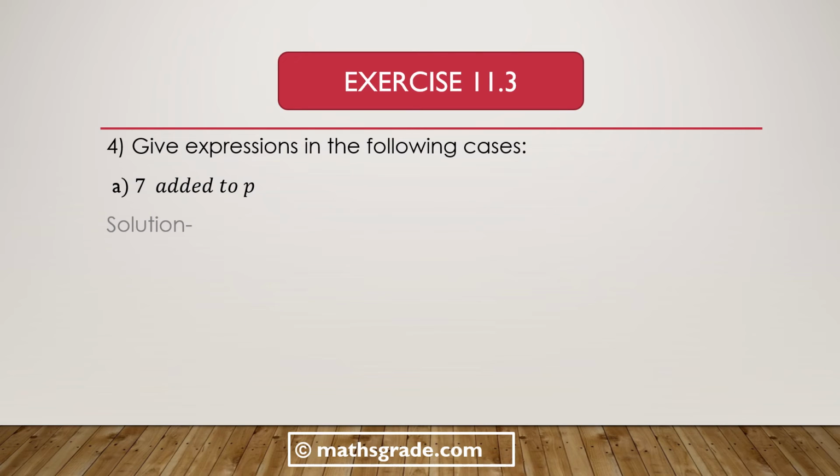Now question number 4. Give the expressions in the following cases. First bit is 7 added to p. Here added to means addition, that is the plus symbol. That is we have to sum the constant 7 with the variable p. So the expression for 7 added to p will be 7 plus p.